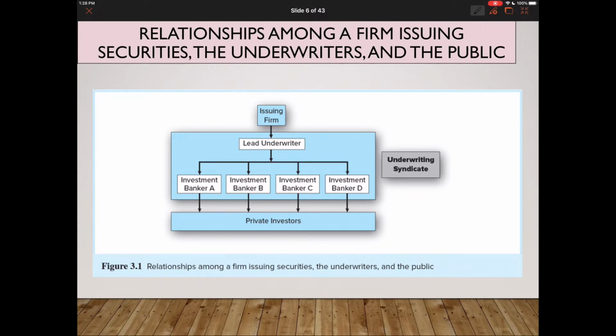So let's take a look at the relationship among a firm issuing the securities, the underwriters, these investment banks, and the public. You have your issuing firm, the company looking to go into an IPO or a seasoned equity offering, more focused here on the IPO side of things. You have your lead underwriter, which would be your lead investment bank. They gather other investment banks that operate as an underwriting syndicate. These are simply other investment banks who will share in the responsibility for the stock issue, and then these underwriting syndicate banks will distribute or resell the offerings to private investors.